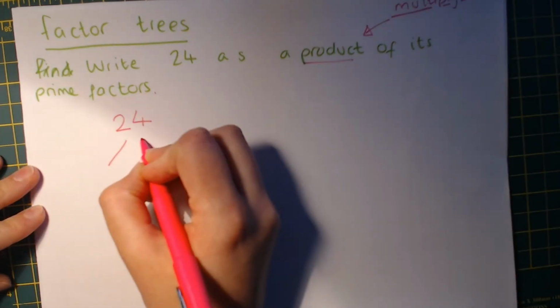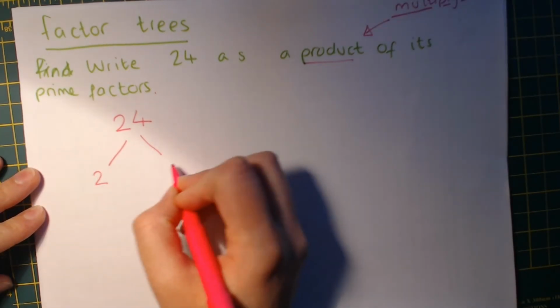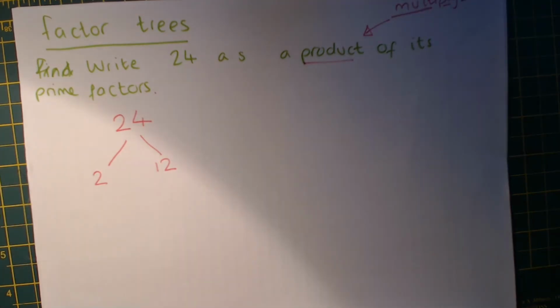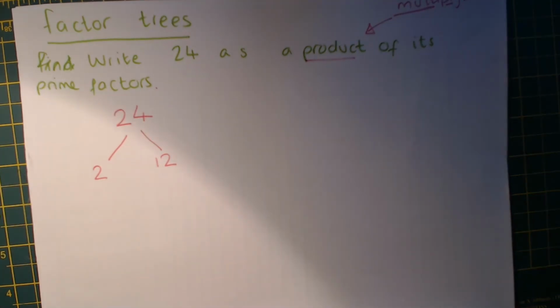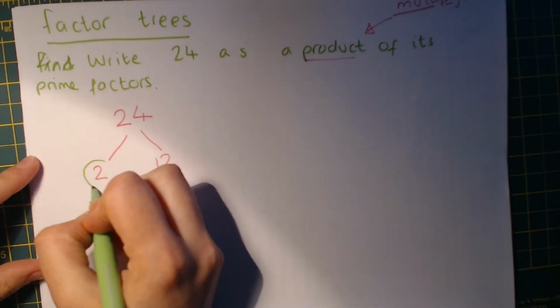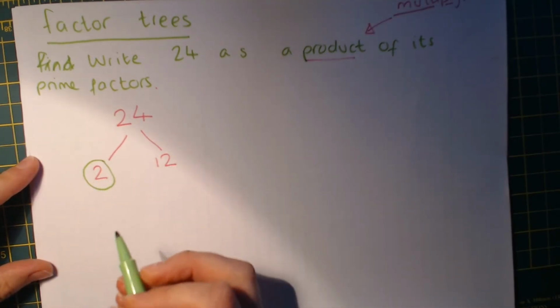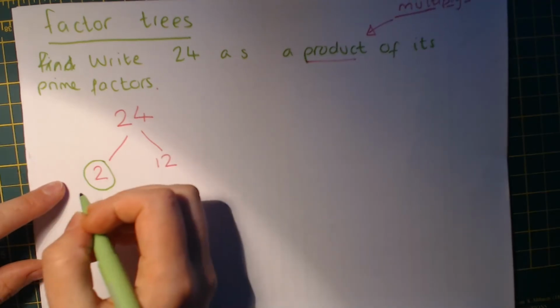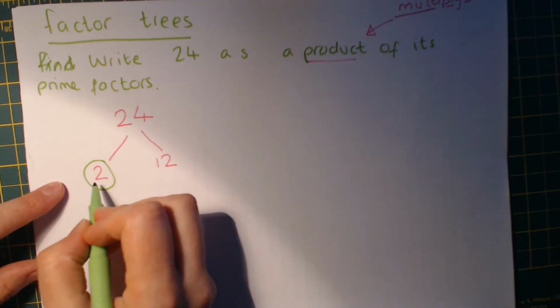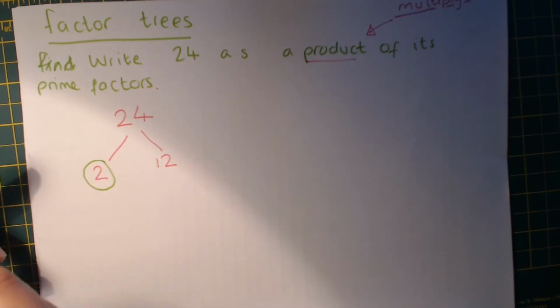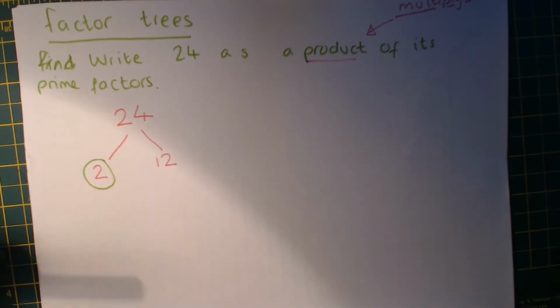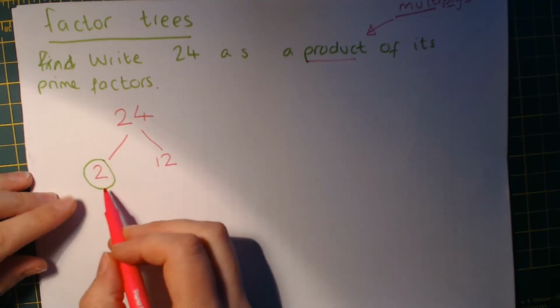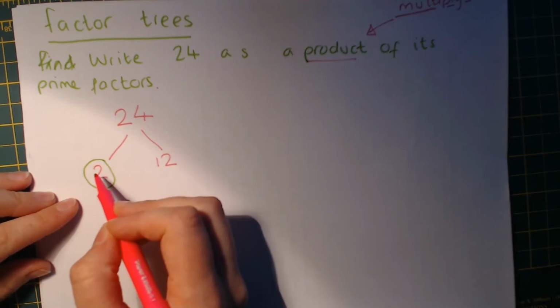I'm going to come down here like a little tree. 2 and 12. And then I look at those 2 new numbers I've written in and I think, are either of them prime numbers? And 2 is a prime number. And just remind yourself, a prime number is a number that only has 2 factors, okay? So 1 and itself. And 2 is actually the only even prime number. Okay, it's one of my favourites. Okay, so this branch is finished now because it's got a circle.